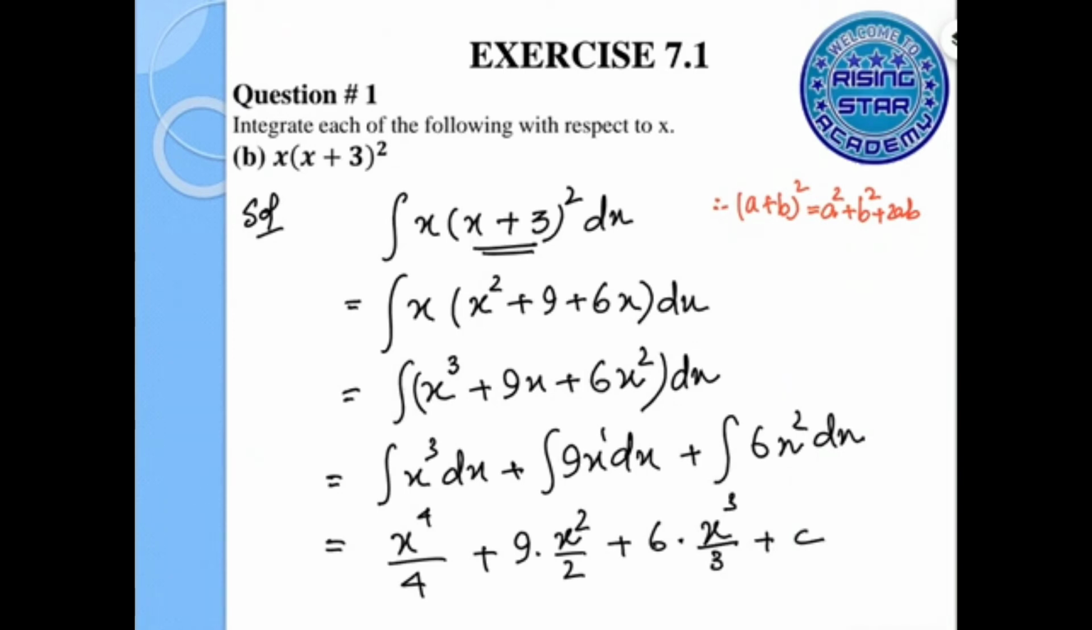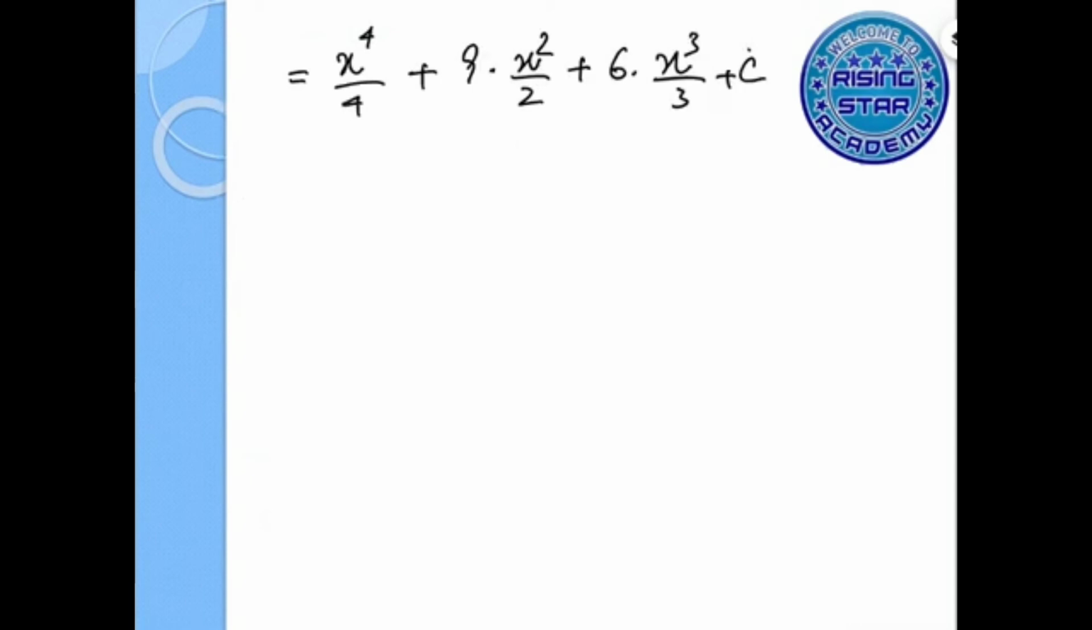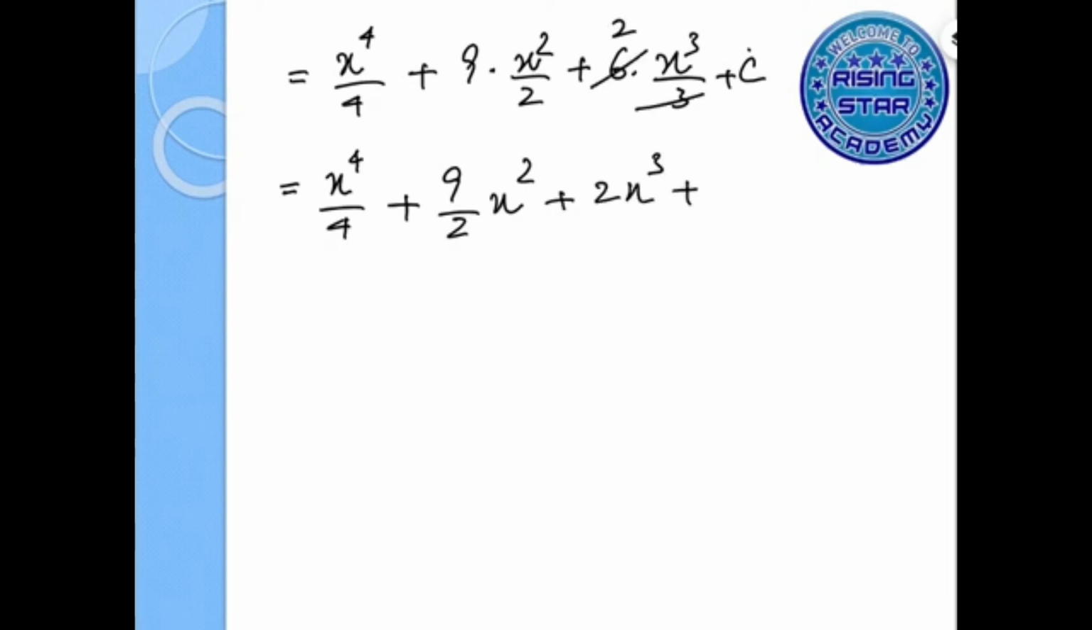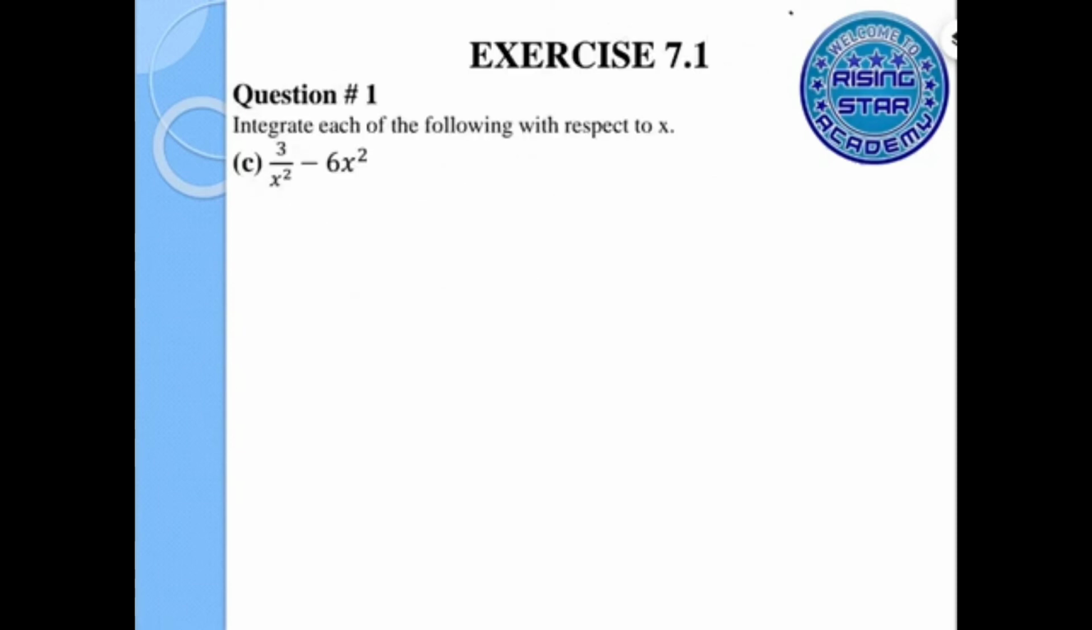Now we will simplify it further. Okay, further simplify. So x⁴ over 4 plus 9 over 2 x squared. This is going to cancel out. So 2x cubed plus c. This is our final answer. Now we'll move to the next.